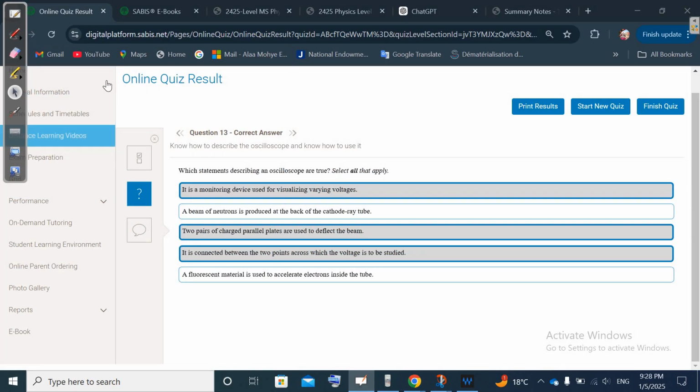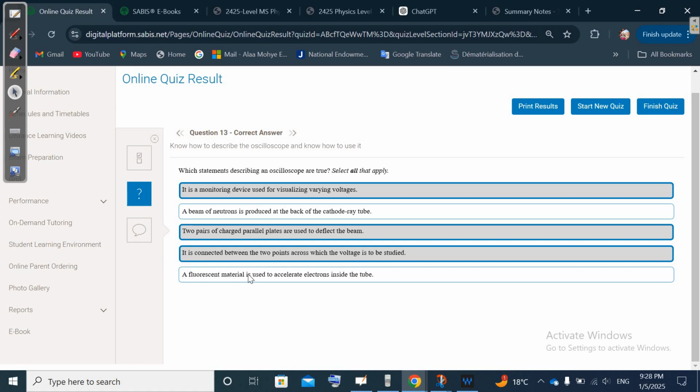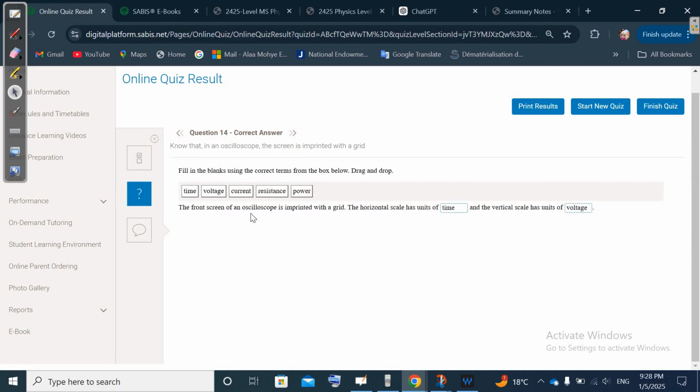This question is important for the periodic tomorrow. Which statements describing an oscilloscope are true? It's a monitoring device used for visualizing varying voltages. Yes. A beam of neutrons? No, it should be a beam of electrons. Two pairs of charged parallel plates are used to deflect the beam. Yes. It's connected between 2 points across which the voltage is to be studied. Yes. A fluorescent material is used to accelerate electrons. No, it does not accelerate the electrons. The front screen of an oscilloscope is imprinted with a grid. The horizontal scale is time, the vertical scale is voltage.